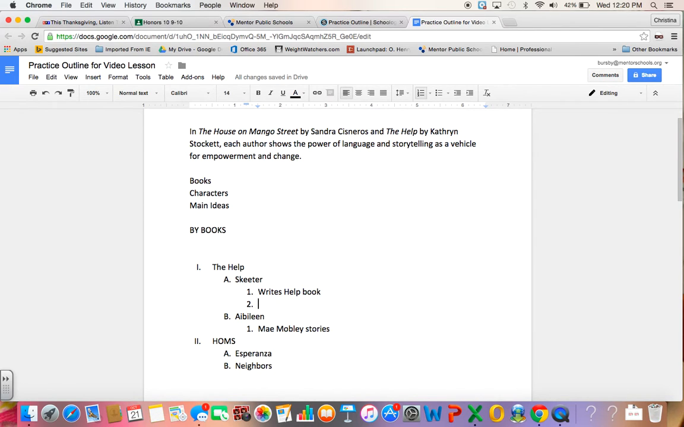Then another thing that Skeeter does that deals with language and storytelling as a vehicle for empowerment or change is a little bit more personal to her. It's not necessarily helping society overall directly, although I think indirectly you could argue that it is, but she's able to better her own life, okay? She's able to better her own life by breaking down the gender roles, by challenging the status quo, and by doing that, she's able to make herself happy. Okay, so we're going to write down that she has a column, and then she has a job in New York. Okay, and then you can talk about how that leads to her own personal empowerment.